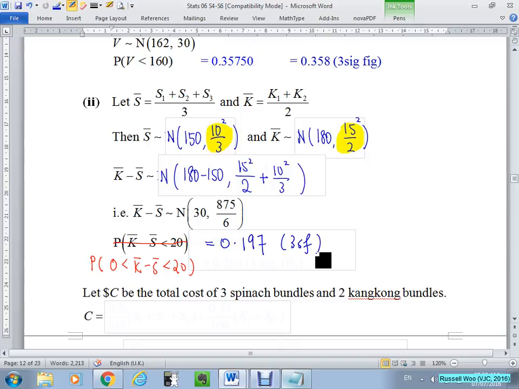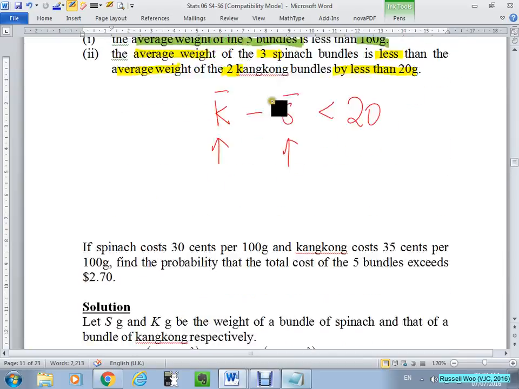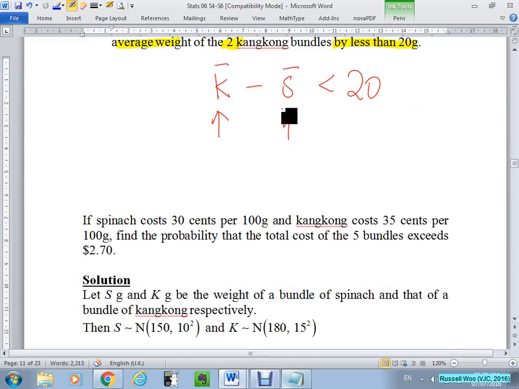Okay, last part. Let's move a bit faster. I think we can move faster. If spinach costs 30 cents per 100 grams and kangkong costs 35 cents per 100 grams, find the probability that the total cost of 5 bundles exceed 270.